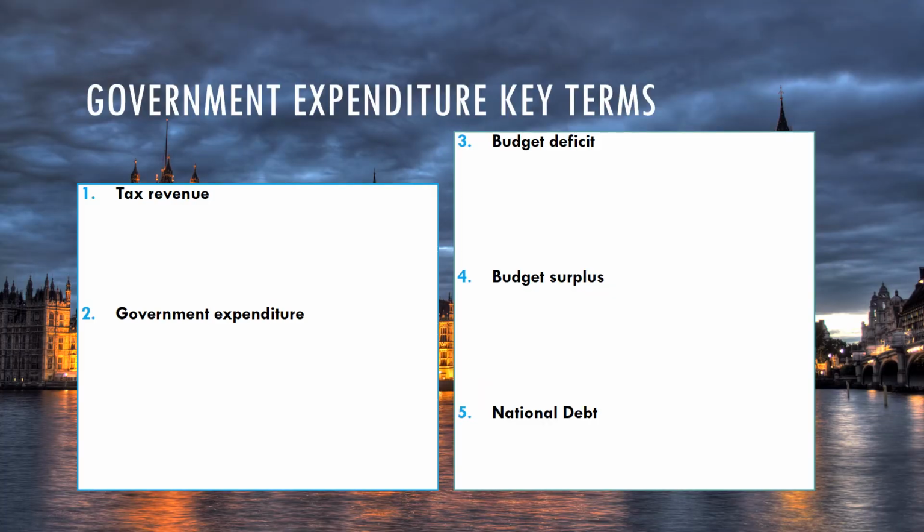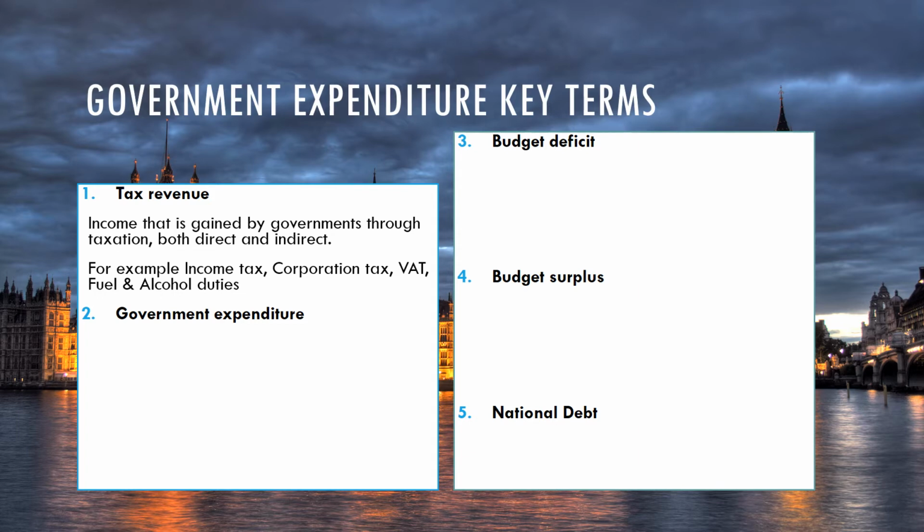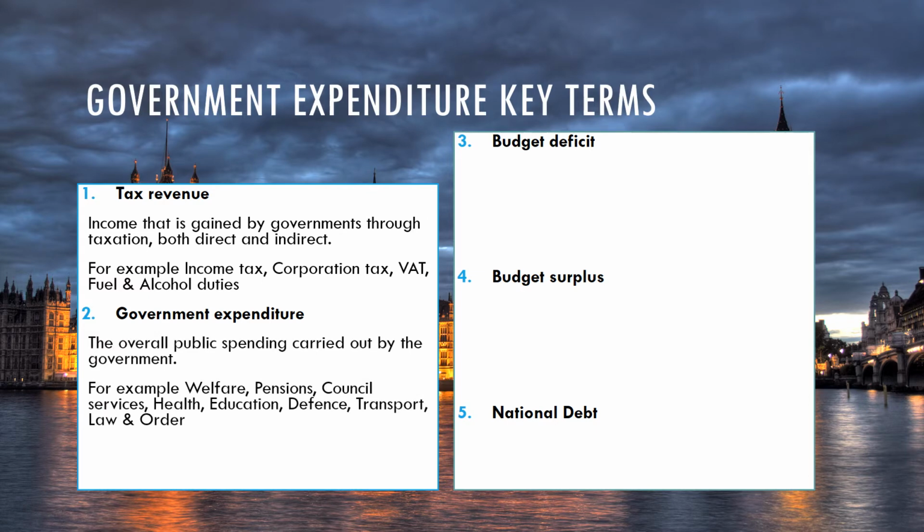Okay, let's start by looking at some key terms. Tax revenue is income that is gained by governments through taxation, and that can be both direct and indirect, which we will address in another area of the syllabus. Here we have some examples of different types of source of tax revenue. Second key term is government expenditure. This is the overall public spending carried out by the government. And again, we have some examples of the types of spending the government undertake.